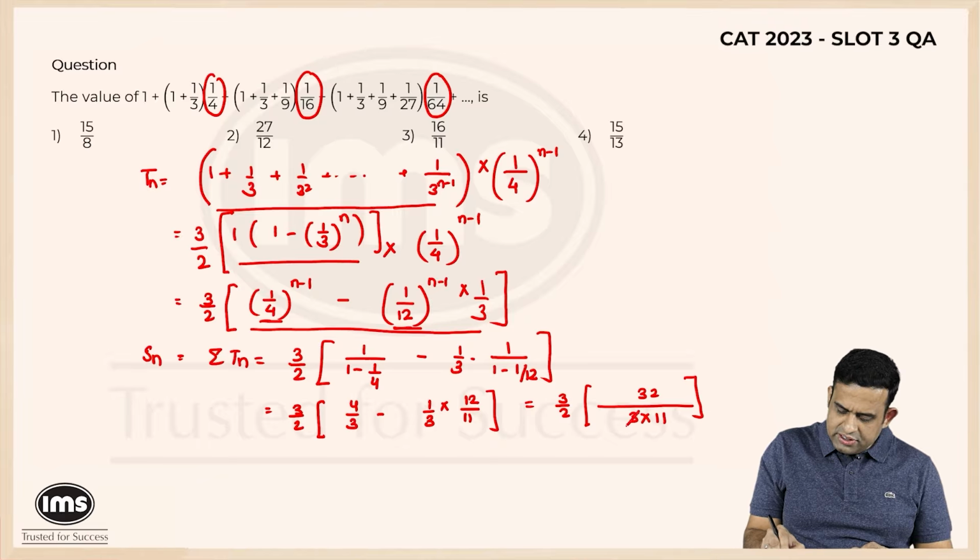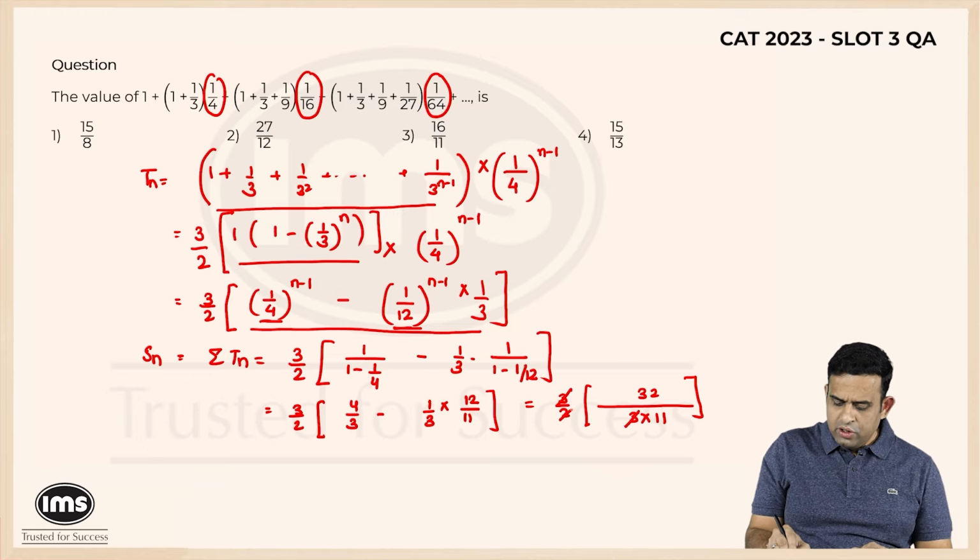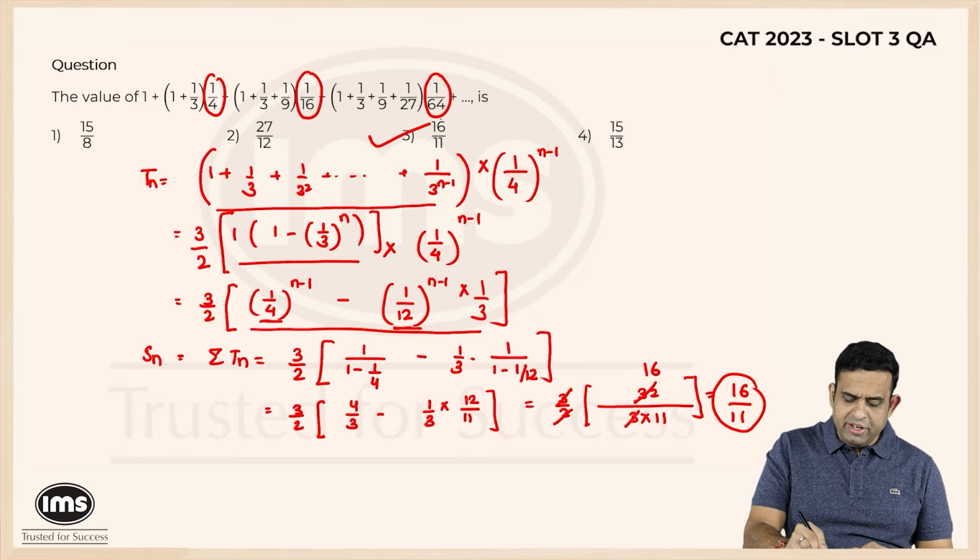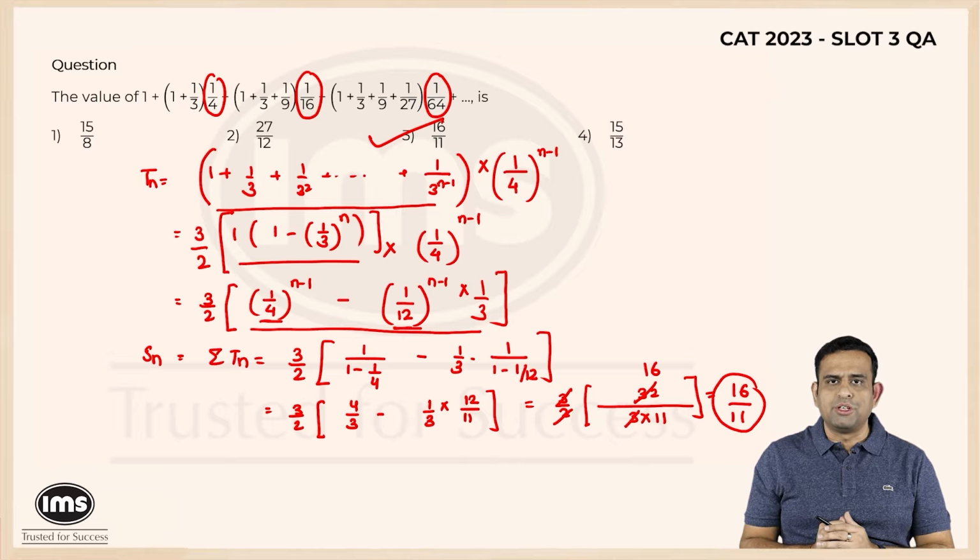So if I simplify this, this 3 and this 3 will get cancelled out. 2 times 16 is 32. So one gets a simplified result of 16 upon 11. And that basically means the required answer over here must be option number 3.